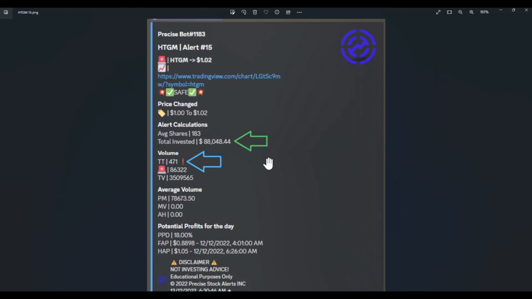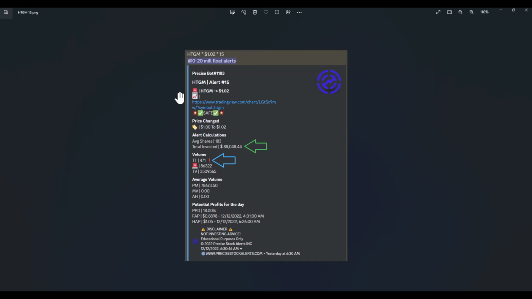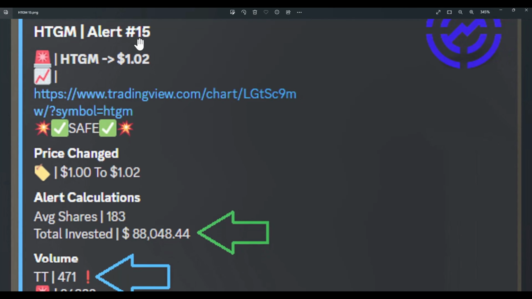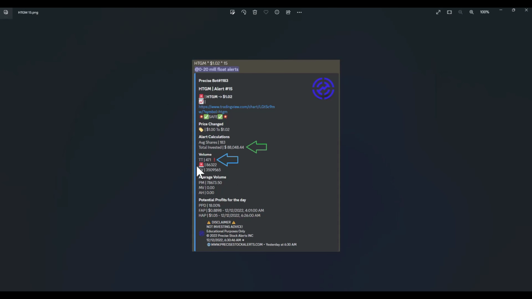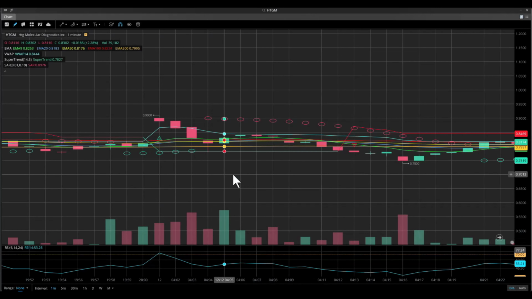Back to our picture, the screenshot. From 4:01 until 6:30 a.m., there were 15 alerts on HTGM. So this constantly told you to remember HTGM. And when there's a lot of alerts like that, it can get a little bit annoying, but it's telling you, watch the chart. Take a look. You might be getting ready for liftoff.